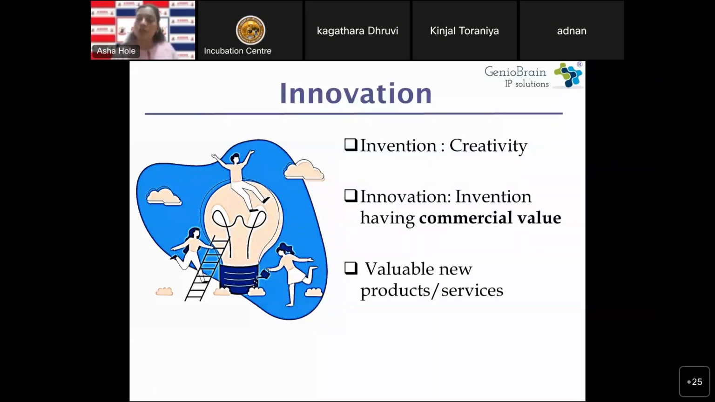Our invention should focus on gaining a boom in the market, then only we'll get a return from our IPR. So this is what we wanted to discuss with you all.